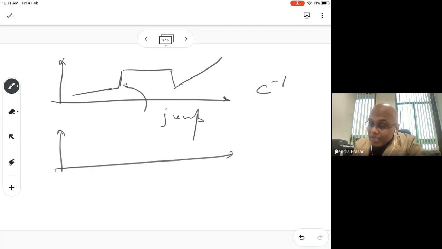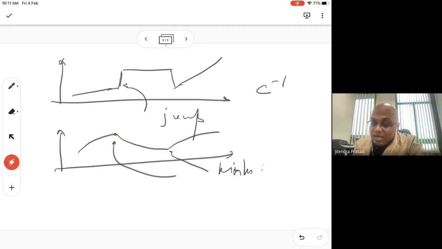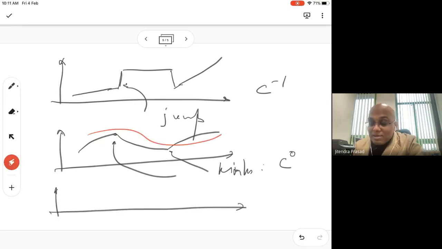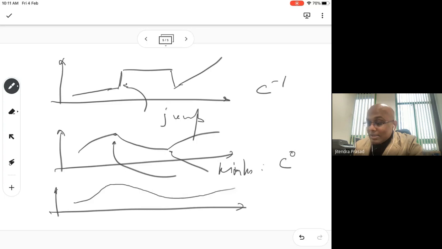When there is a kink, something like this, but the curve is continuous, we call this smoothness C naught. And if there is no kink, nothing like this, then it is smooth. If you integrate this, for example, it will be something that goes up, goes down, like this.